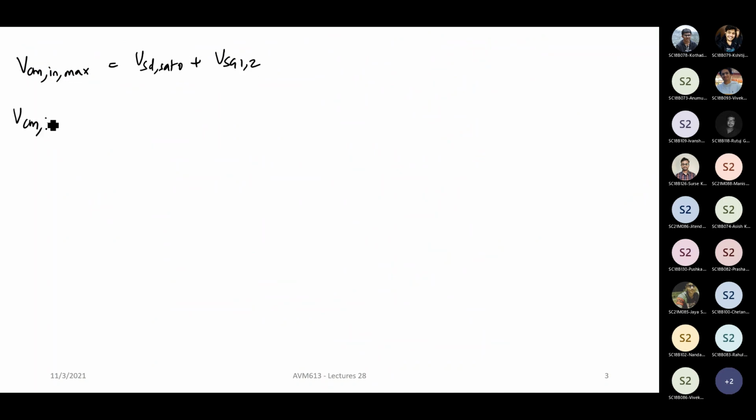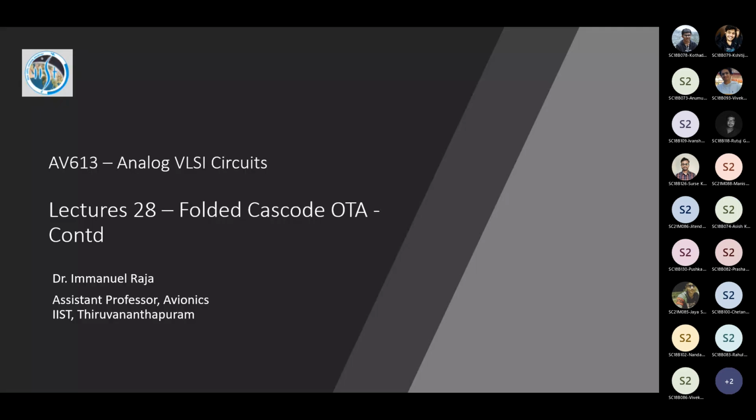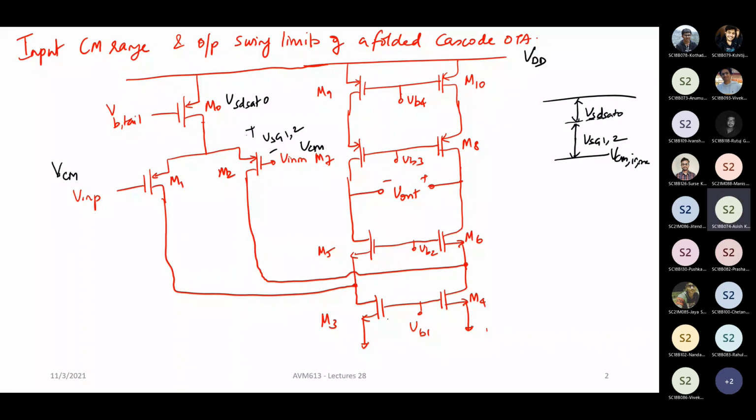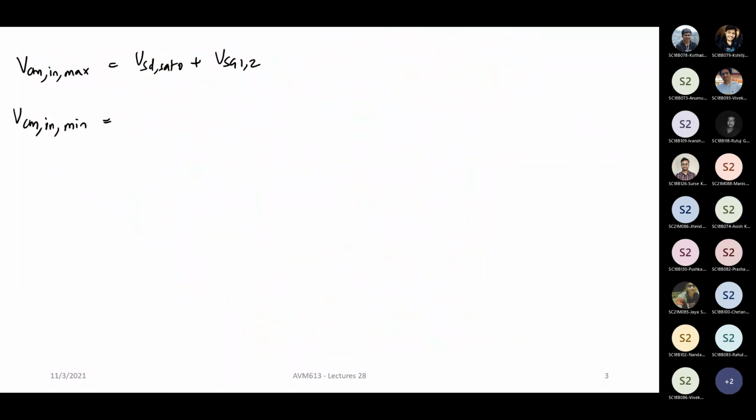What is VCM in min? What is the minimum VCM to which it can go? The VCM max will be VDD minus that thing. Yeah, you're right, VDD minus this quantity.